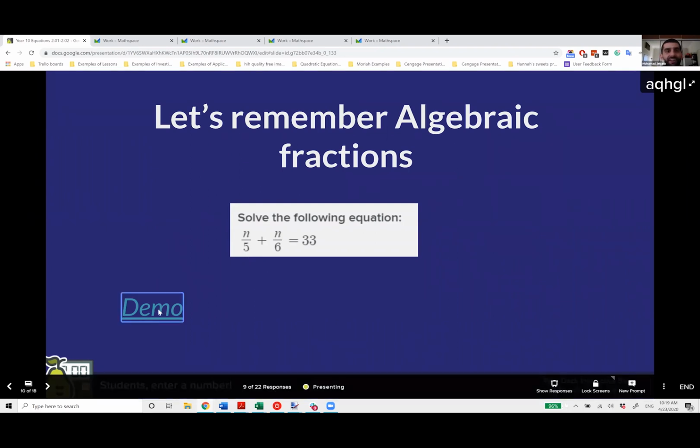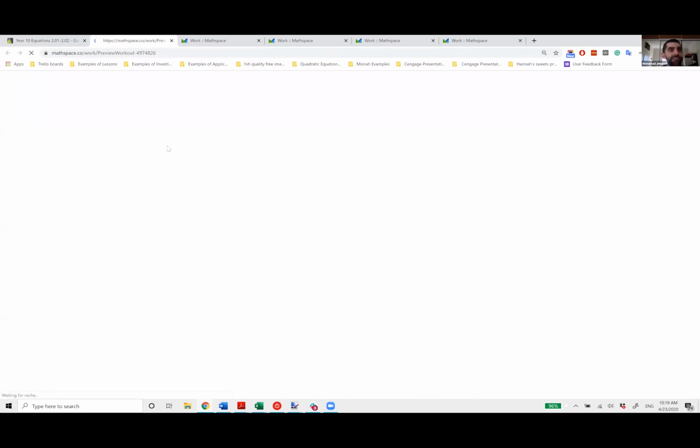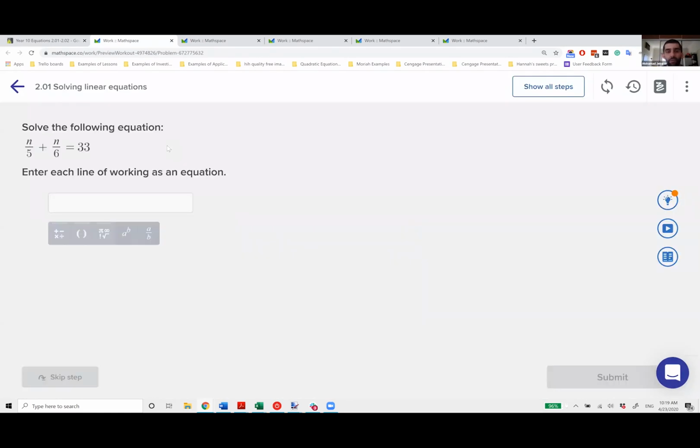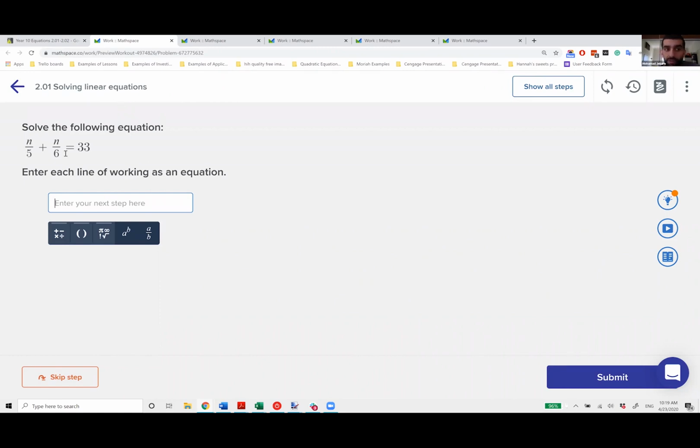Okay. There's a few different ways to do this. Let's see how everyone went about it, and I'll tell you my favorite way of doing it. You could go with a common denominator and work through that way. My favorite way is to look at every single term we see here: there's an n on 5, an n on 6, and a 33. I look at the denominators and ask, what's the lowest common multiple? And then I'm just going to multiply everything by that.